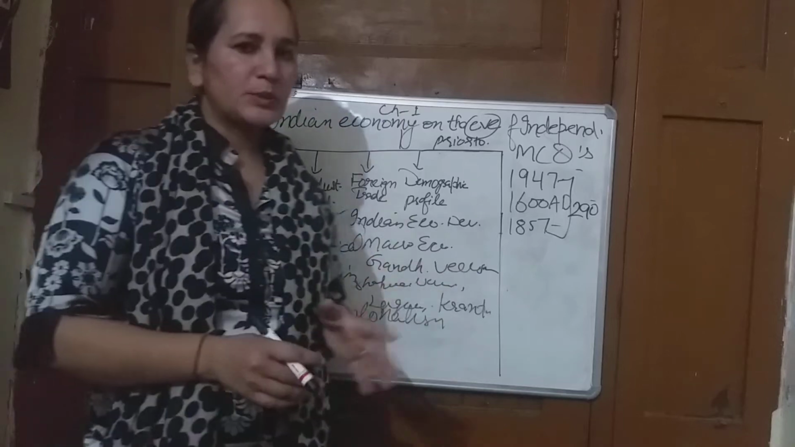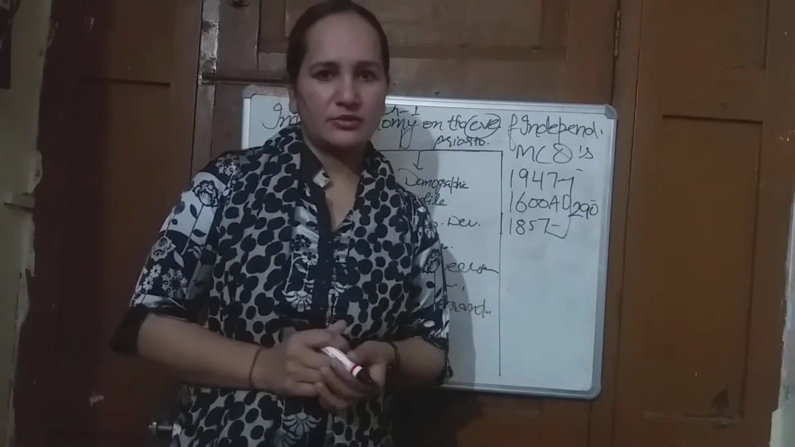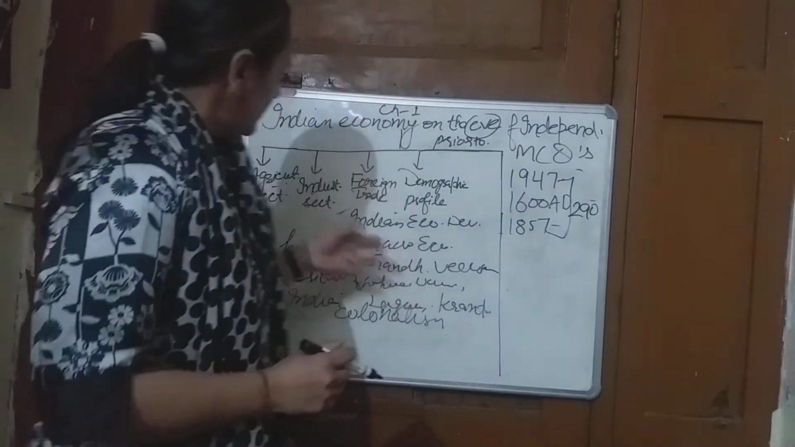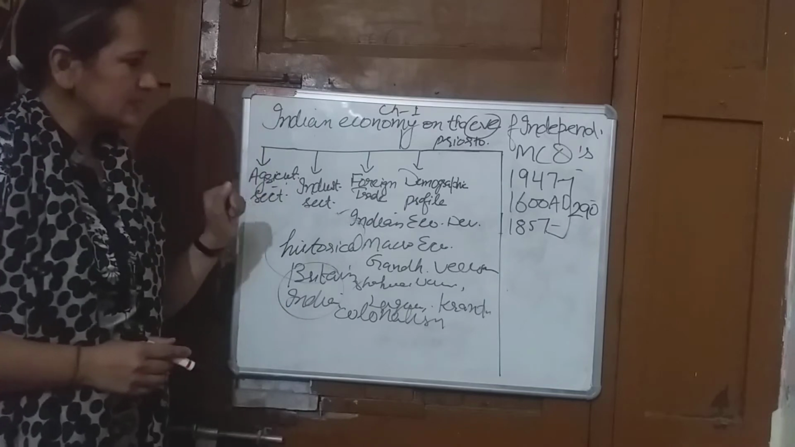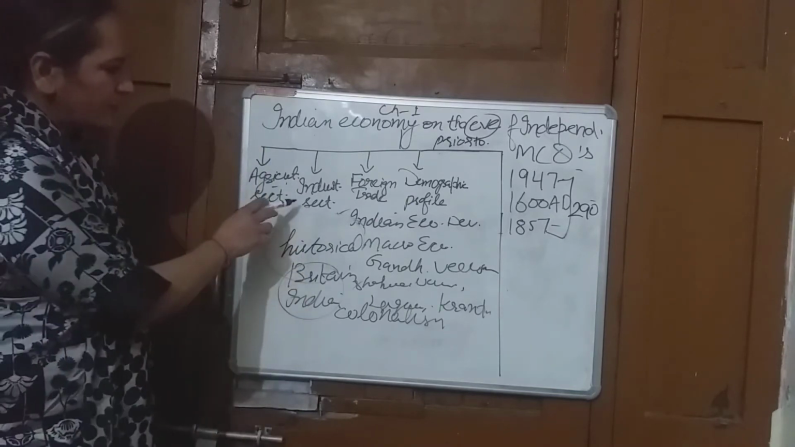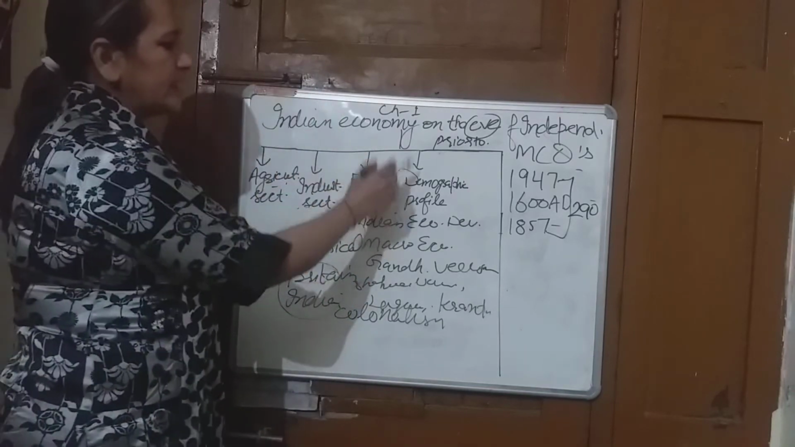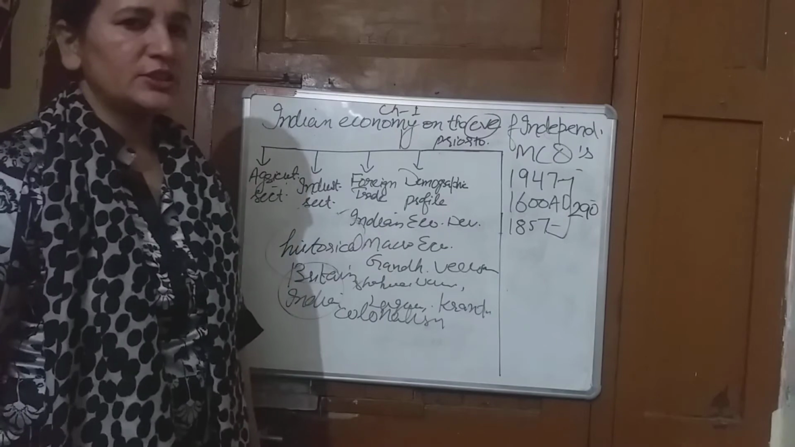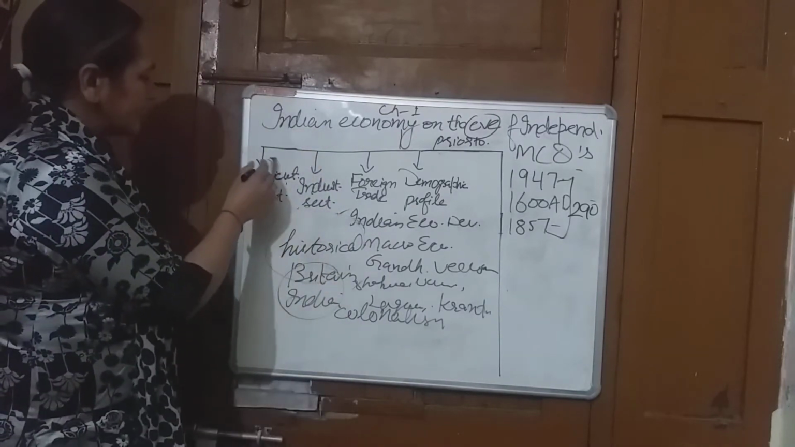and they exploit the natural as well as human resources of our country. Then we are going to study the state of the agriculture sector, the state of the industrial sector, the state of foreign trade and the demographic profile in our country when we got independence. First is the agriculture sector.